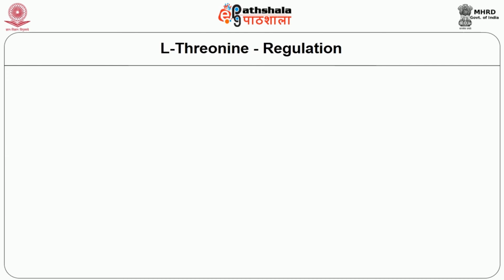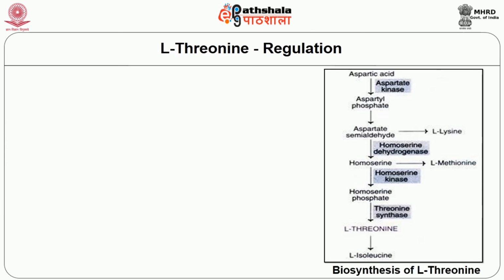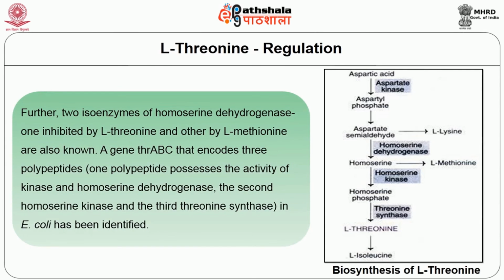Coming to the regulation of threonine, the regulatory reactions in E. coli for L-threonine biosynthesis have been elucidated. 3 isoenzymes of aspartate kinase, separately inhibited by the end products, have been identified: one by L-threonine, one by L-methionine and the next one by lysine. Further, 2 isoenzymes of homoserine dehydrogenase, one inhibited by L-threonine, the other inhibited by L-methionine, are also known. A gene thrABC that encodes 3 polypeptides has been identified in E. coli. One polypeptide possesses the activity of aspartate kinase and homoserine dehydrogenase, the second homoserine kinase, and the third threonine synthase.